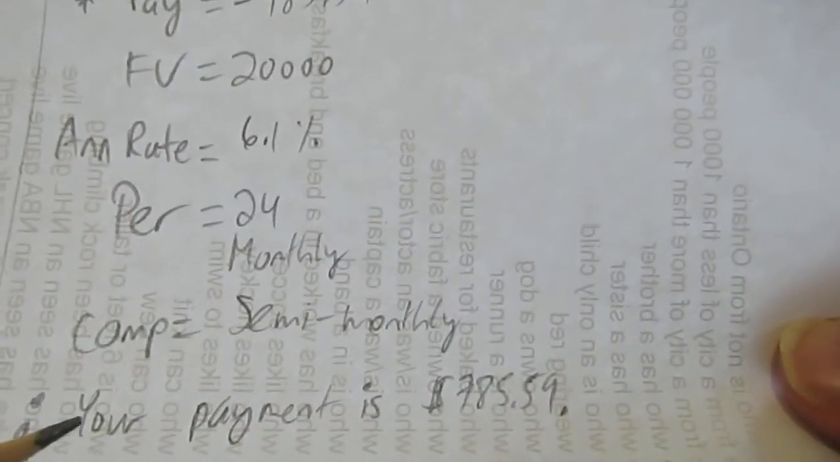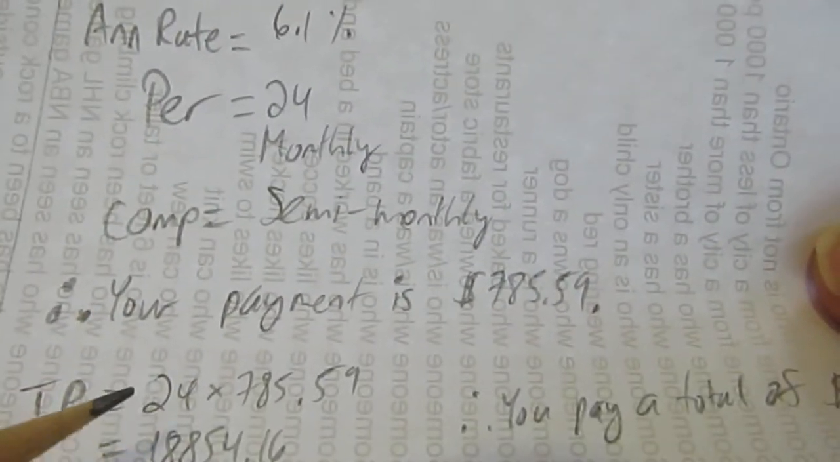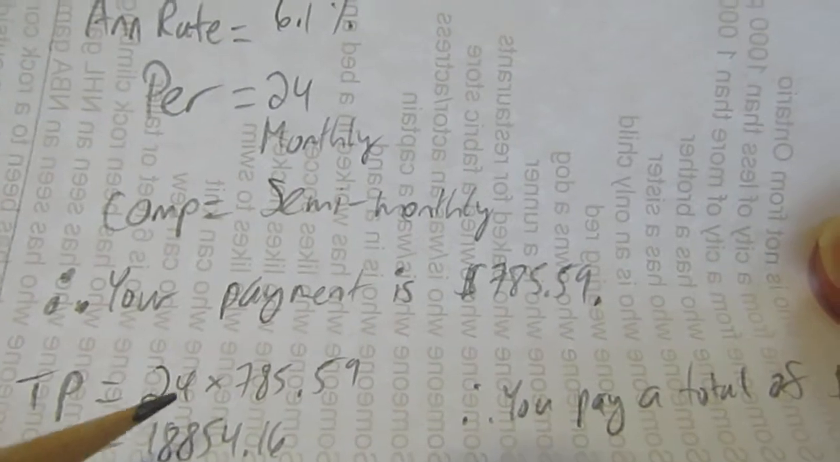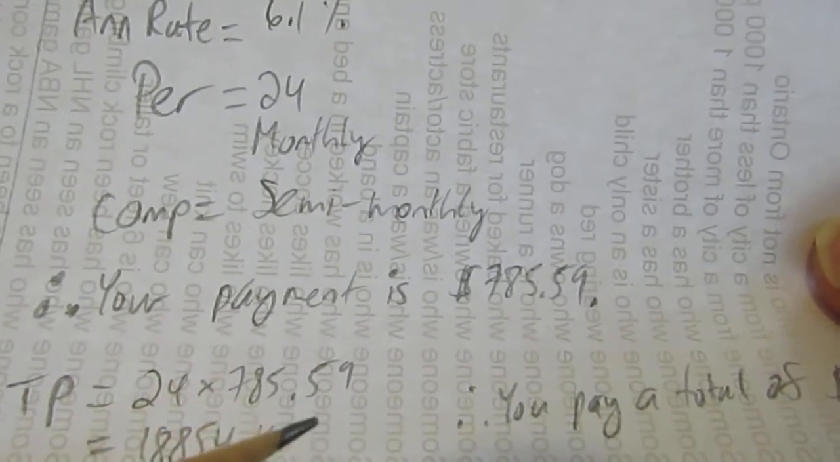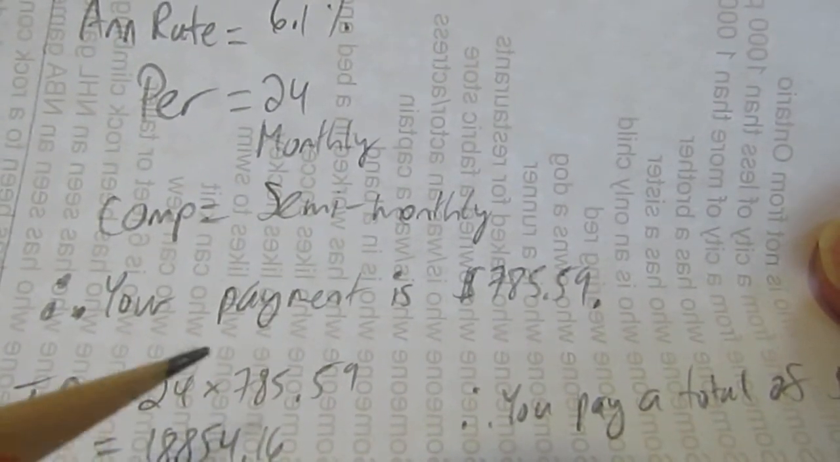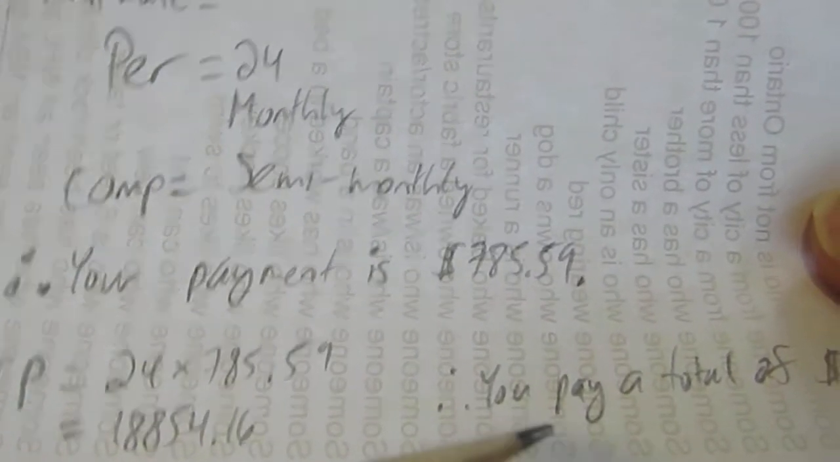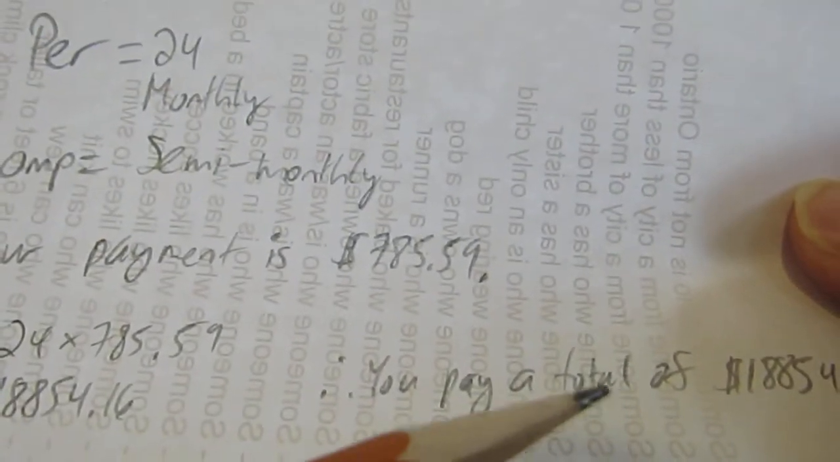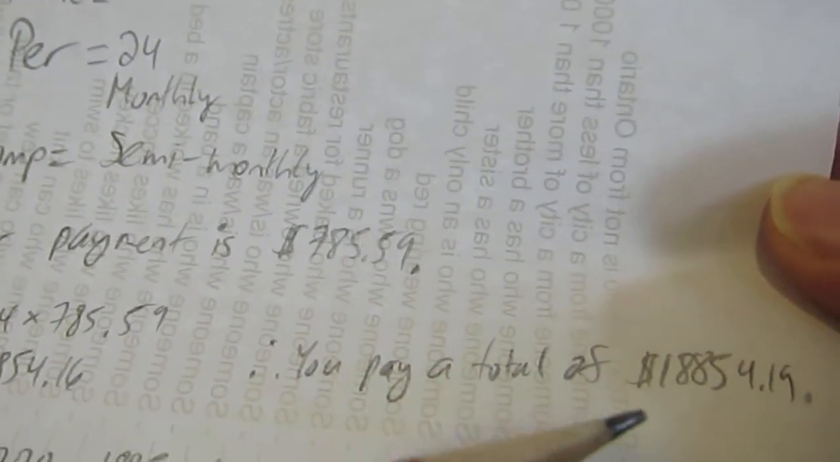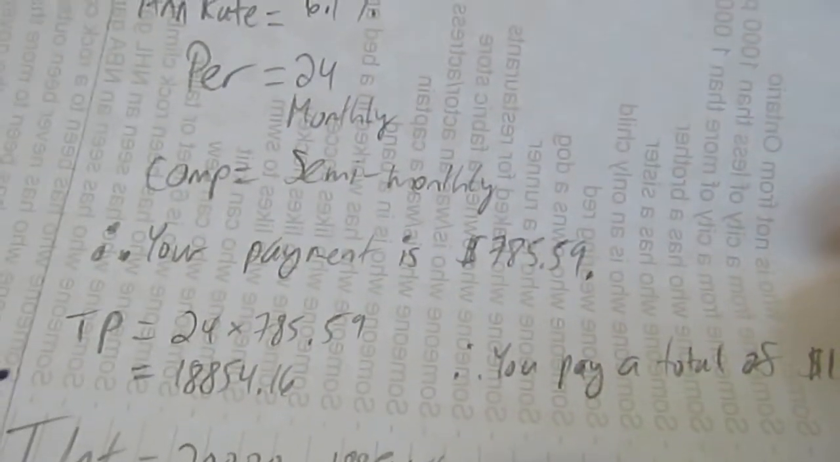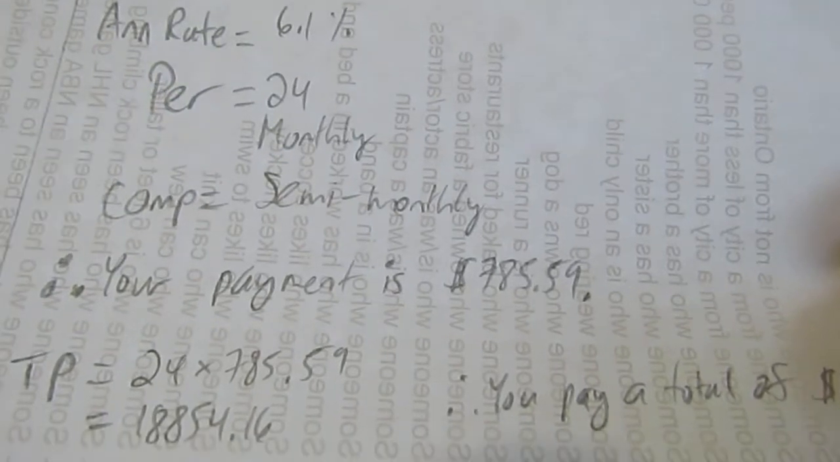Now let's calculate the total paid. Total paid looks the same as last question. You make a total of 24 payments. Those payments were $785.59, so 24 times the payment. You spent a total of $18,854.19 to save up to $20,000.